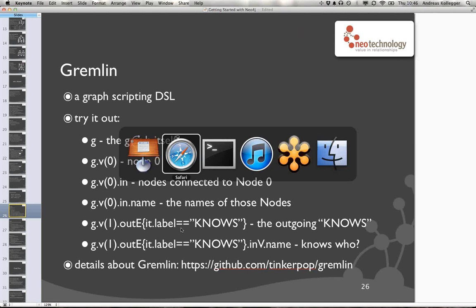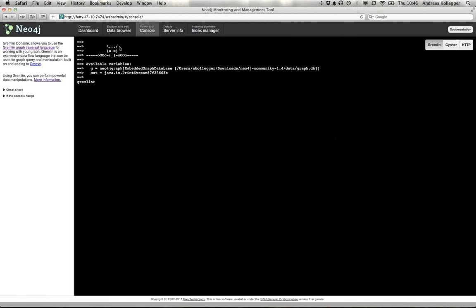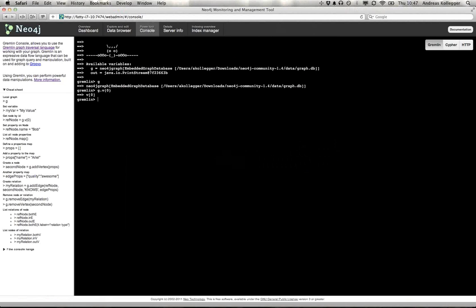So we have the basic graph, and we can get what in Gremlin terms is the vertex number 0. So there's v0. That's just our reference node. That doesn't look too exciting. But if we go to v0, we know that it has a name, so we can take a look at that. And the name is, of course, Andreas.